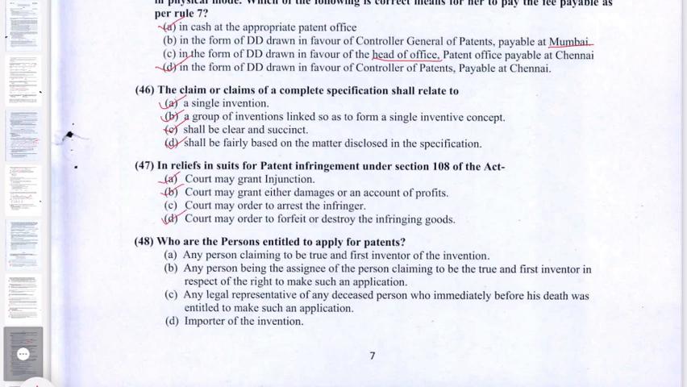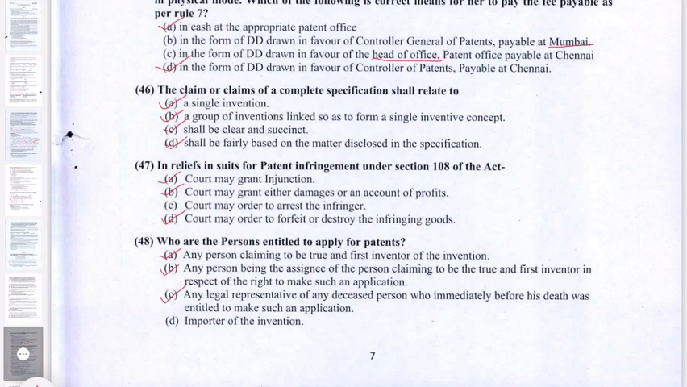Next question, who are the persons entitled to apply for patents? Any person claiming to be true and first inventor of the invention, true. Any person being the assignee of the person claiming to be true and first inventor in respect of the right to make such an application, true. Any legal representative of a deceased person who immediately before his death was entitled to make such an application, true. Importer of the invention, this is false.